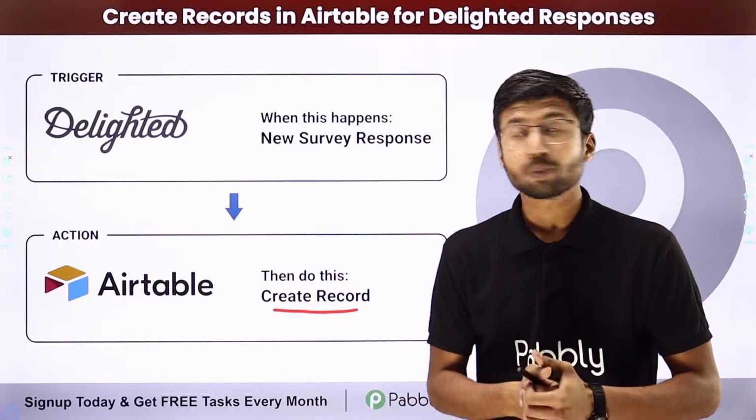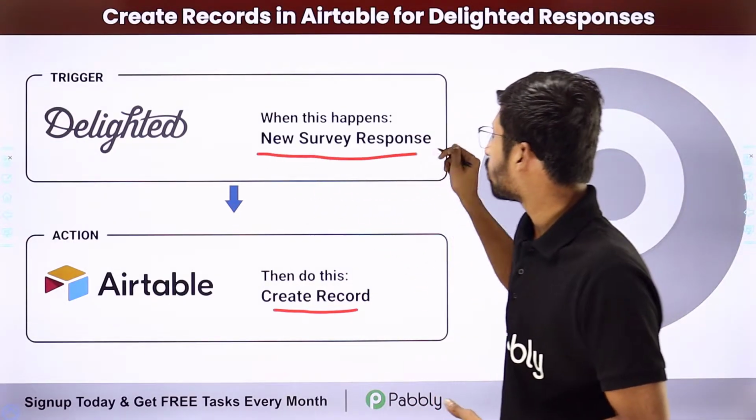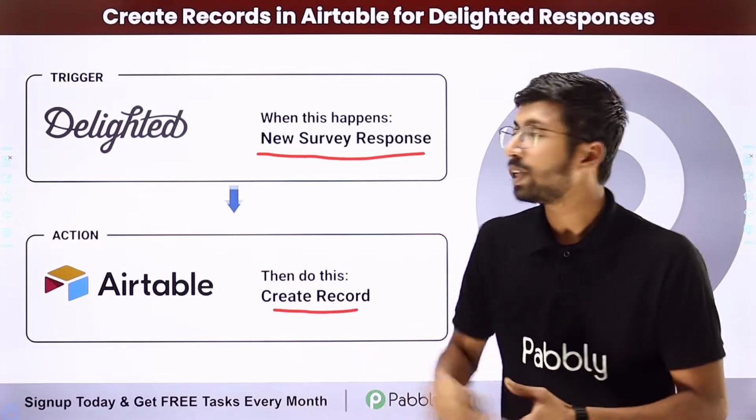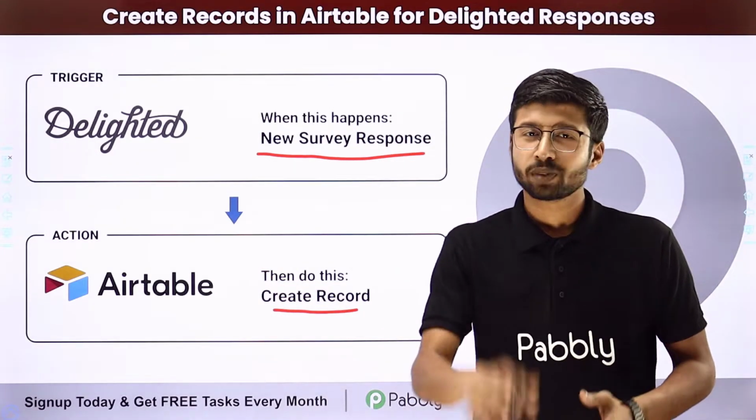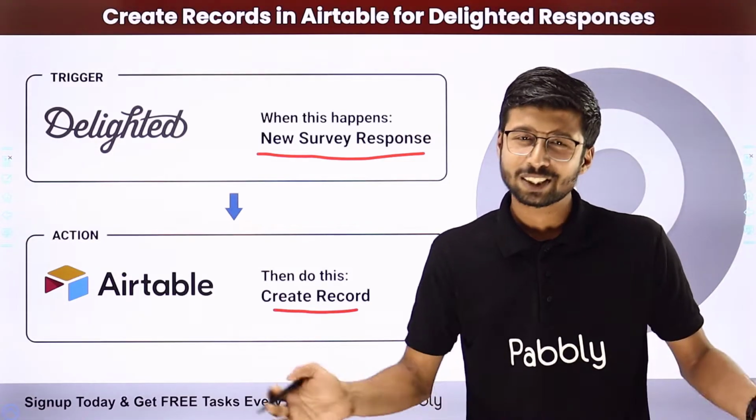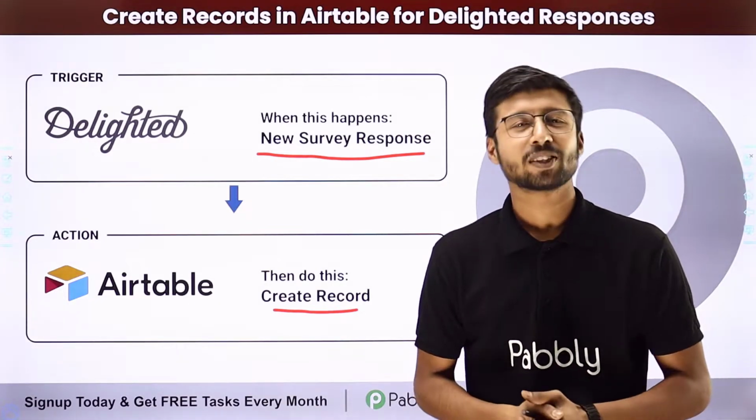So the trigger of this automation will be getting a new survey response in Delighted, and the action will be adding those survey responses as a new record in our Airtable database. Now, how can you set up this automation? To know this, you have to come with me to my screen.